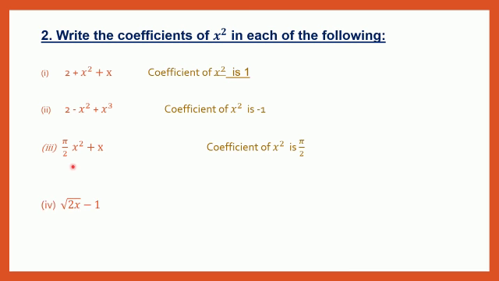Fourth question, root 2x minus 1. This expression can be written as 0 into x square plus root 2x minus 1, because we know that 0 into anything is 0. So we can write this expression like this. Now here the coefficient of x square is 0.